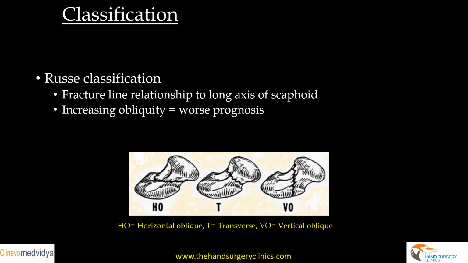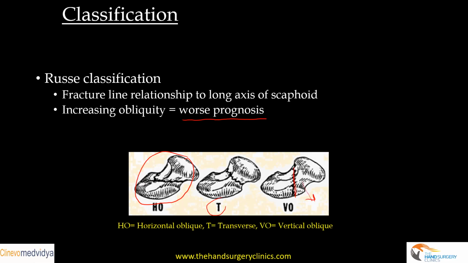If you come to the Russe classification, this takes into consideration the plane of the scaphoid fracture. This is pretty akin to fractures of the neck of the femur. So you have a horizontal oblique type, which is the HO, the transverse type, which is the T, and the vertical oblique, which is the VO. So the increasing obliquity of these fracture lines will be responsible for worse prognosis, and that is because of the risk of displacement of the fracture.